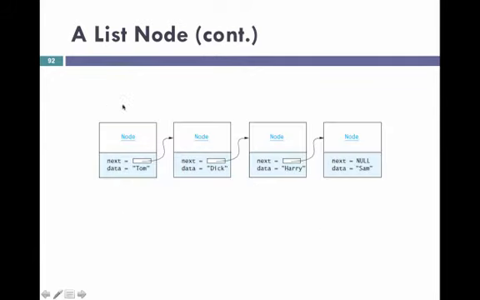So here's a picture of a list. It's a collection of nodes. Each of the nodes has a data value, Tom, Dick, Harry, Sam. And each node points to another node. Tom refers to Dick, Dick to Harry, Harry to Sam. Sam's next pointer is currently null, so he doesn't point anywhere.